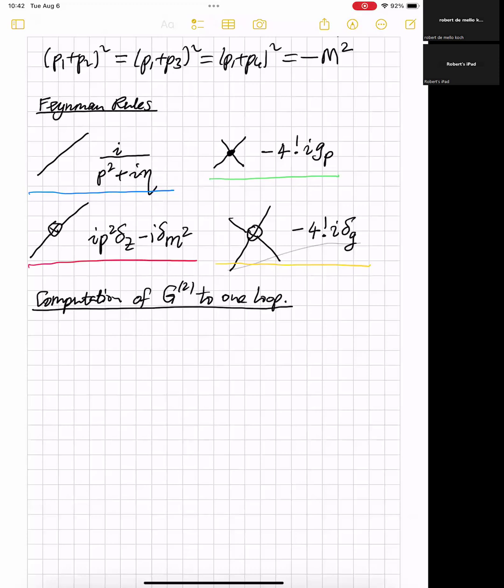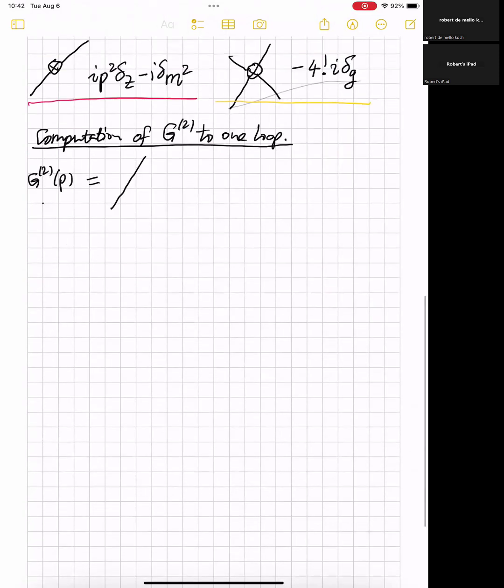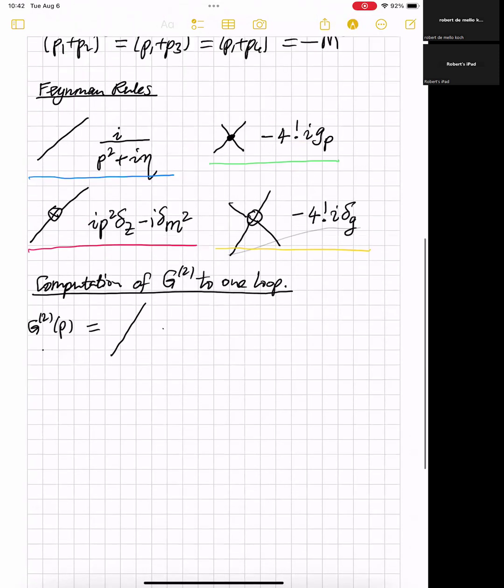Great. So if I now want to calculate G2 to one loop, what do I do? Well, let's say I'm going to calculate in momentum space. So let's say G2 of p. What would this be equal to? Well, let me draw the Feynman diagrams. So I would have the tree. Then the first loop diagram that I could draw would look like this. And then I mustn't forget the counter term diagram. Okay. Let's just write down the expression for these diagrams, and then we'll make a few comments.